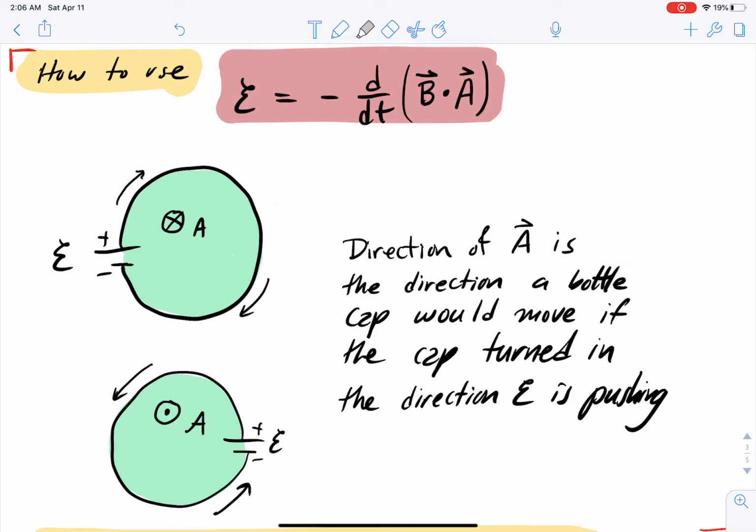So this one would be tightening, and so that cap would be going down onto the bottle, and so the area is also down, perpendicular to that surface. So we draw it like that. That little X means down. And the other case is coming out, of course. If you turn it counterclockwise, it comes undone, the cap comes off and comes towards you. Okay, so that defines the directions.